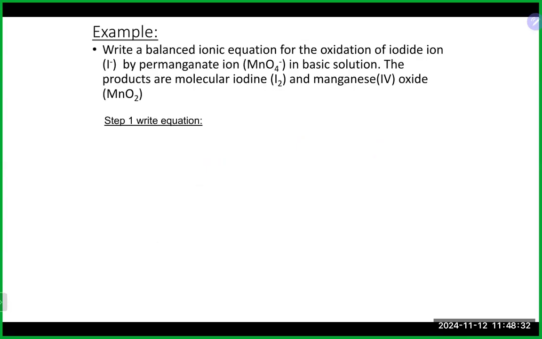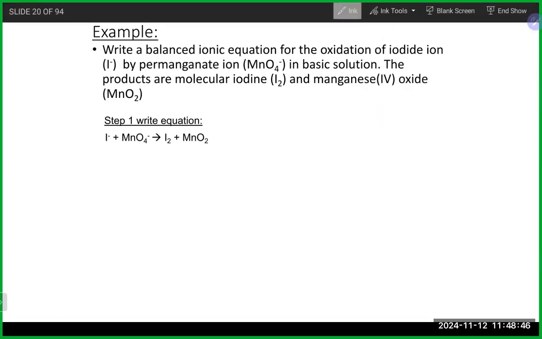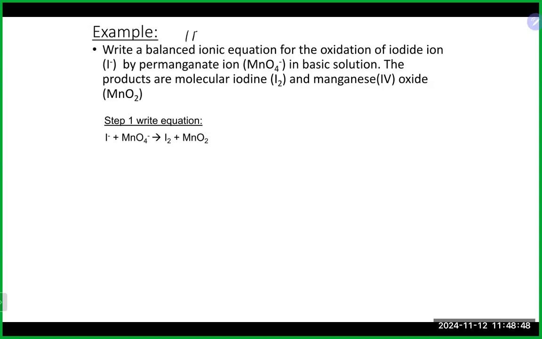All right, so why don't you give this one a go here? Balance this guy, and it looks like basic conditions. I⁻ plus MnO4⁻ goes to I2 plus MnO2. So balance in basic conditions. Also, identify what is being oxidized, what is being reduced, the oxidizing agent and the reducing agent, in addition to balancing.